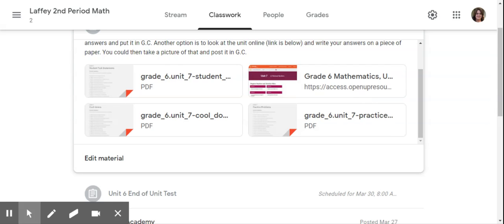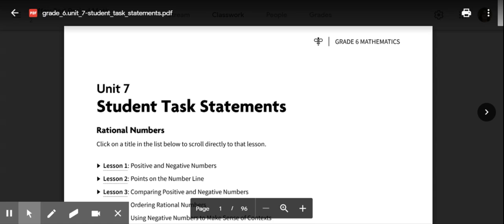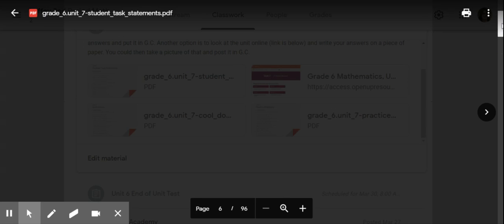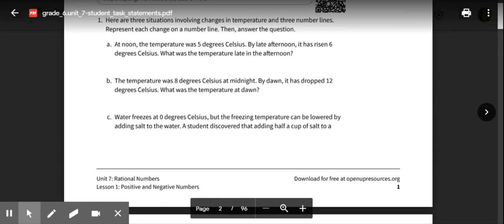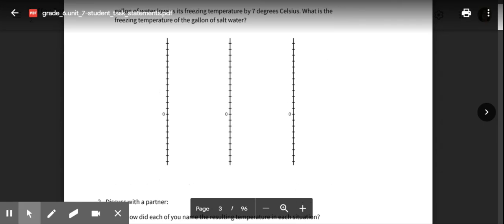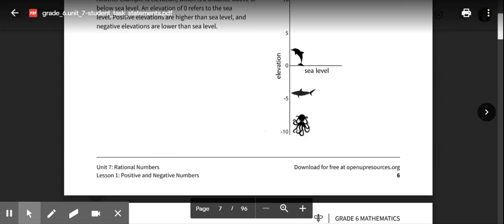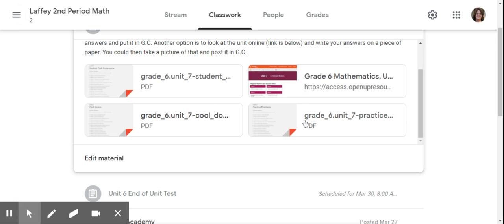Otherwise, you can click on the student task statements, and you can look at this. This is the worksheet. Now you can print these out if you want, but that's a lot of printing. There's like 96 pages. So I don't really recommend that you do that. I did it because I'm the teacher. If you want to, you can. It's up to you and your parents. So get permission first before you do that.